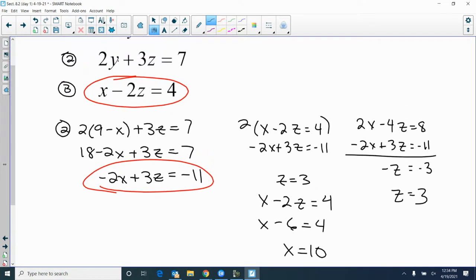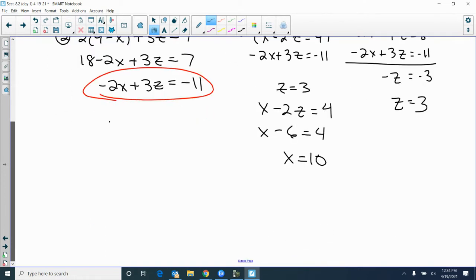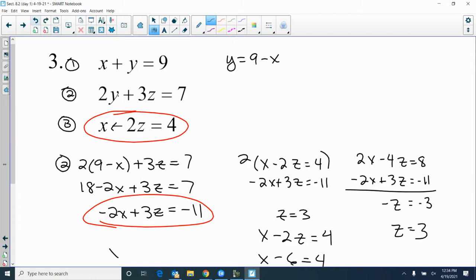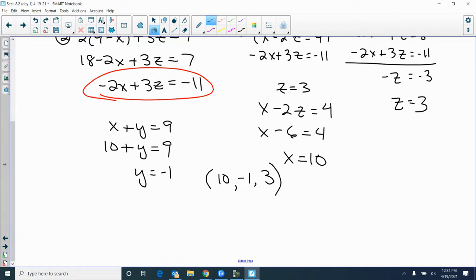And now you don't have an equation with all 3. I just need to find what? Y. So I can either use equation 1 or equation 2, doesn't matter. It says x plus y equals 9, and we know x is 10. So y equals -1. So I get the ordered triple 10, -1, 3.